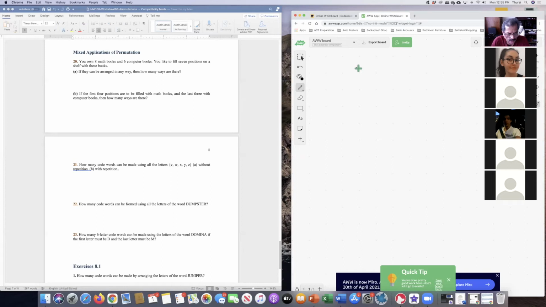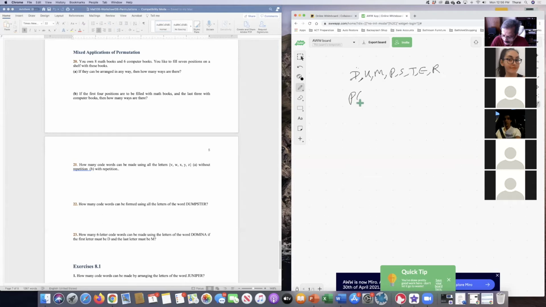Basically, here you had to use the letters in this word. So the letters are D, U, M, P, S, T, E, R. You can consider them as different alphabets given to you. These are the letters given to you, and you can use all of them. How many code words can be formed by arranging these letters? That means you're rearranging all of these to get different code words. They're not going to be meaningful words, so that's why we're calling them code words.